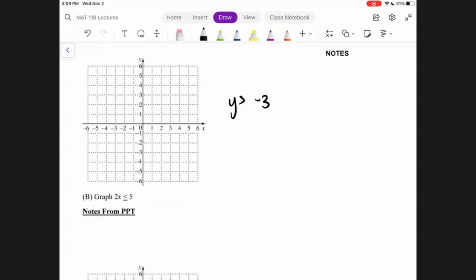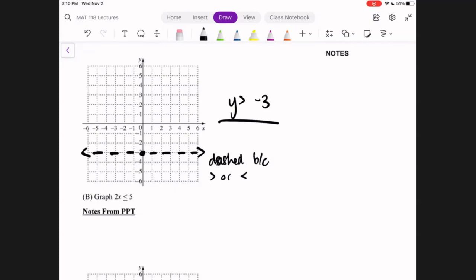So first I need to think, how am I going to handle this? Well, I know this is a horizontal line. If I was just going to graph this, I go to minus 3 on the y-axis. And then I'm going to put a dashed line because I don't have equality here. It's dashed because it's greater than or less than, okay? And now I need to think, do I shade above or below?